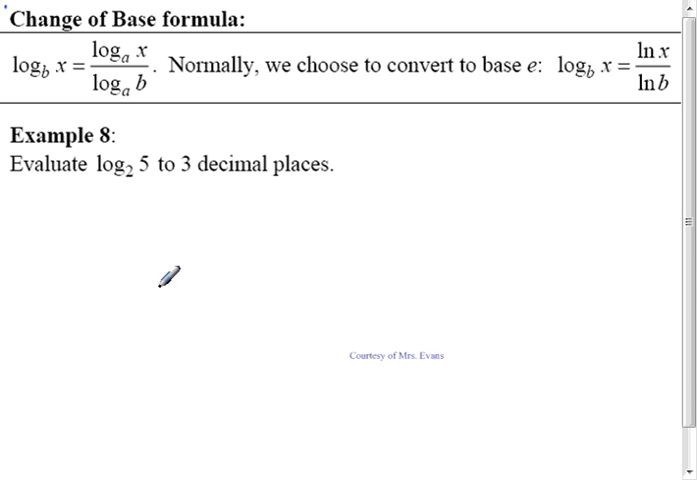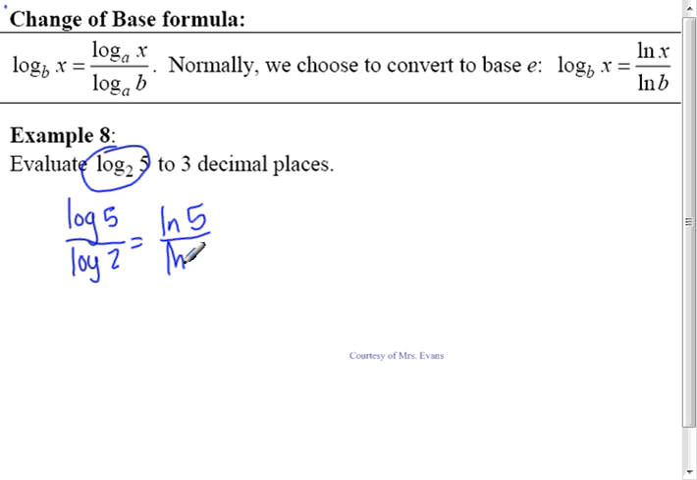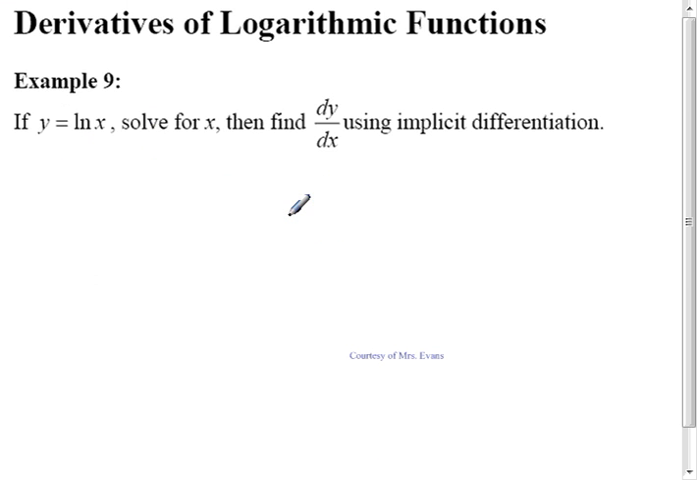Example 8 shows us the change of base formula. With the calculator, if you want to type this in, you would have to type it in as either log base 10 of 5 over log base 10 of 2, or it might be a little easier to type in ln of 5 over ln of 2. You can change it to any base that you want, but you would type that in to evaluate that, and I believe you get about 2.322.